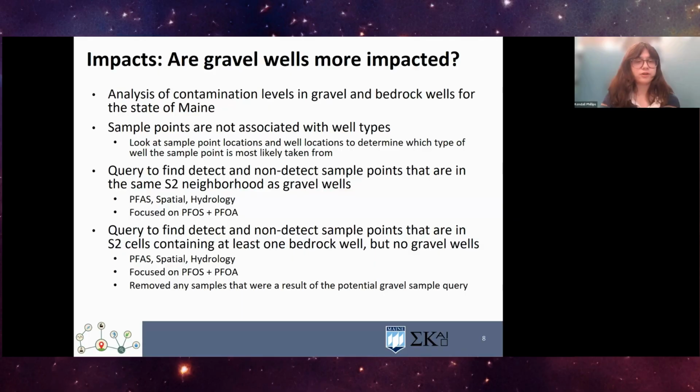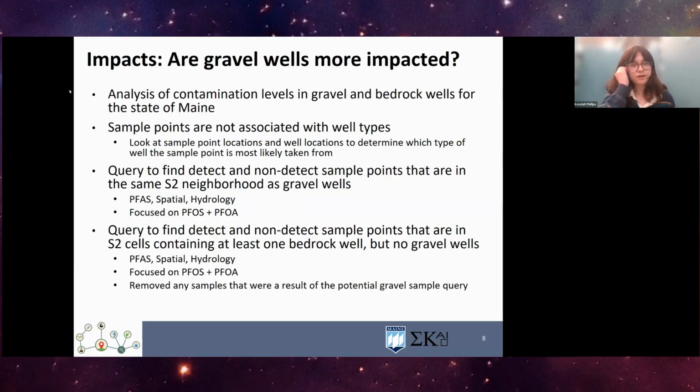So that queried over the PFAS, spatial, and hydrology graphs. The chemicals that this query focused on were 2 of the more common ones, PFAS and PFOA. And then the outliers in the detected sample points were filtered out to avoid any errors with taking in the data. So any numbers that were extremely huge were filtered out of the results. And then non-detect sample points were also found, and they were assigned a random value between 0 and 4.